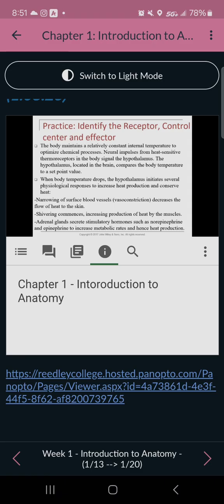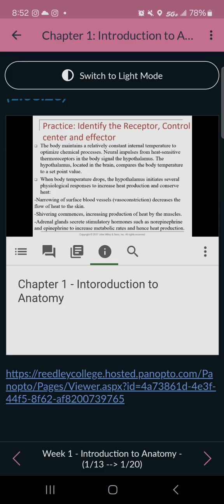Now let's practice this problem and see if we understood the feedback system, and more specifically the negative feedback system. I'm going to read a scenario and then we're going to identify the receptor, the control center, and the effector in this problem.